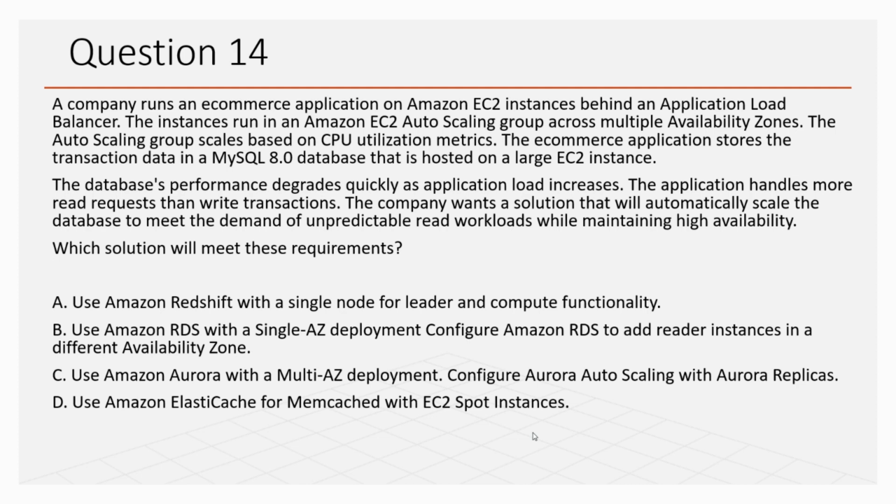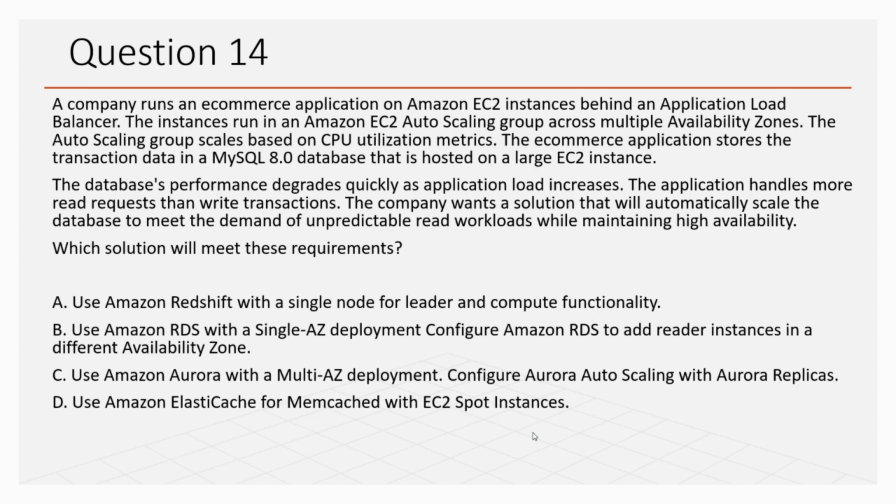So the options are: A, use Amazon Redshift with a single node for leader and compute functionality. B, use Amazon RDS with a single AZ deployment. Configure Amazon RDS to add reader instances in a different Availability Zone. Option C, use Amazon Aurora with multi-AZ deployment. Configure Aurora Auto Scaling with Aurora Replicas. Option D, use Amazon ElastiCache for Memcached with EC2 Spot Instances.